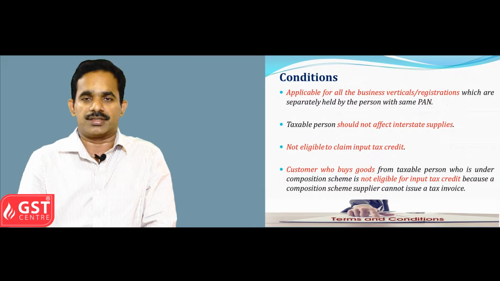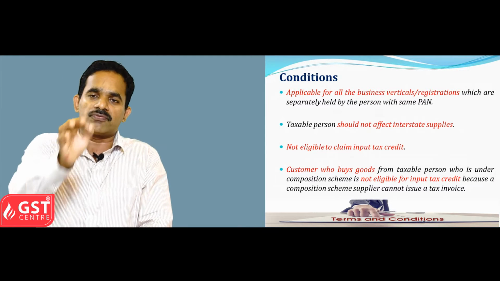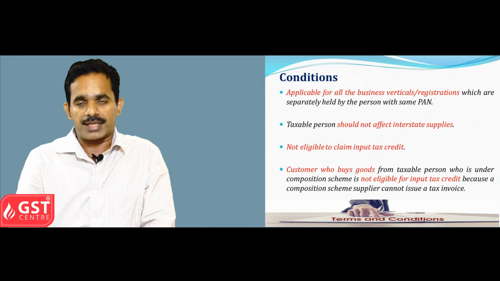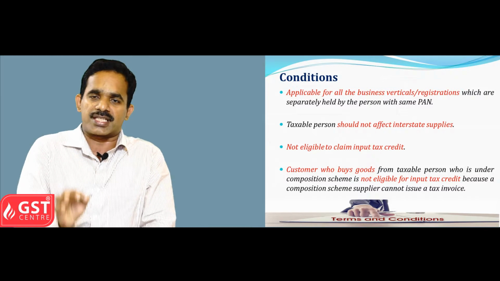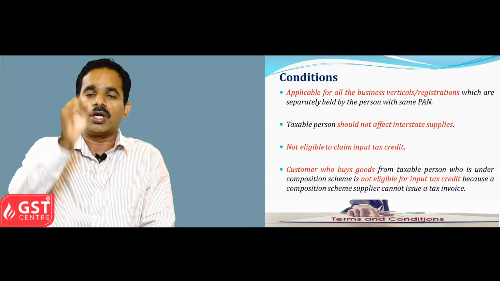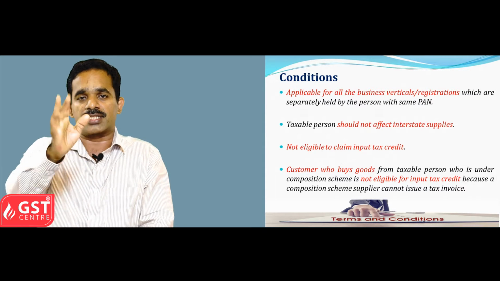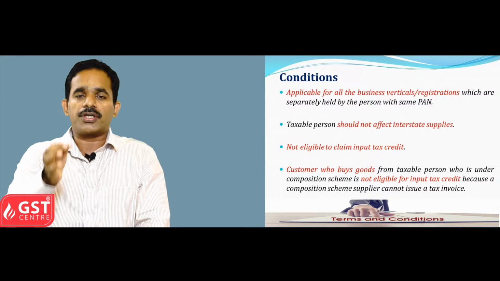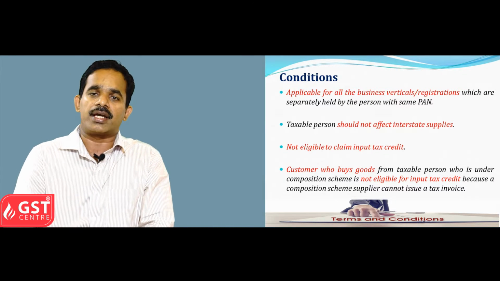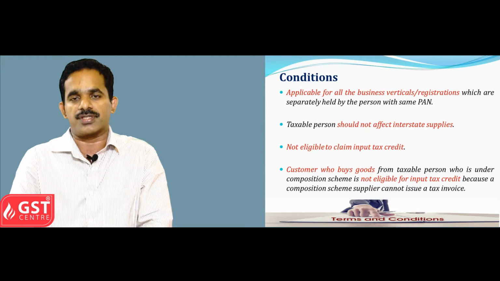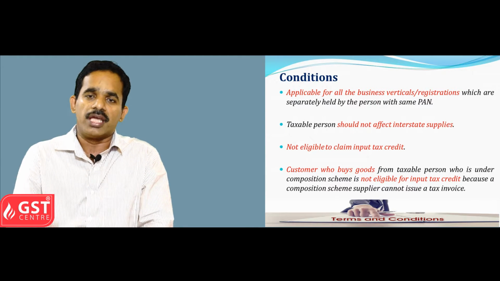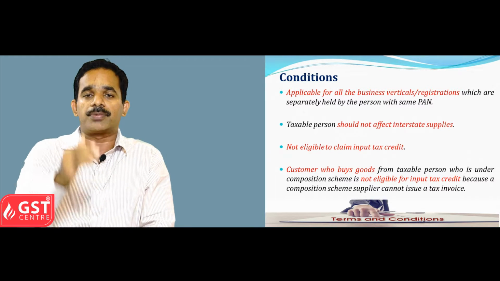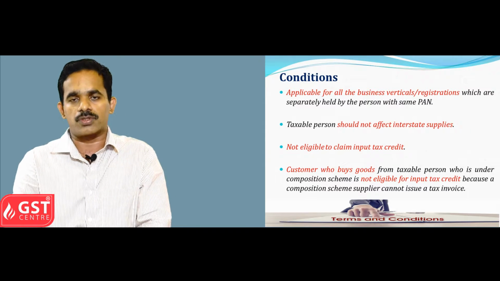The second condition is that the person who is opting for the composition scheme should not do interstate supplies. That is, for availing the composition scheme, the person should do only intrastate supply, that is within the state. The next condition is that the person cannot avail input tax credit on purchase of goods or services. That is, when he is buying input goods or services, he cannot claim or set off the tax paid on the purchase of such goods or services.